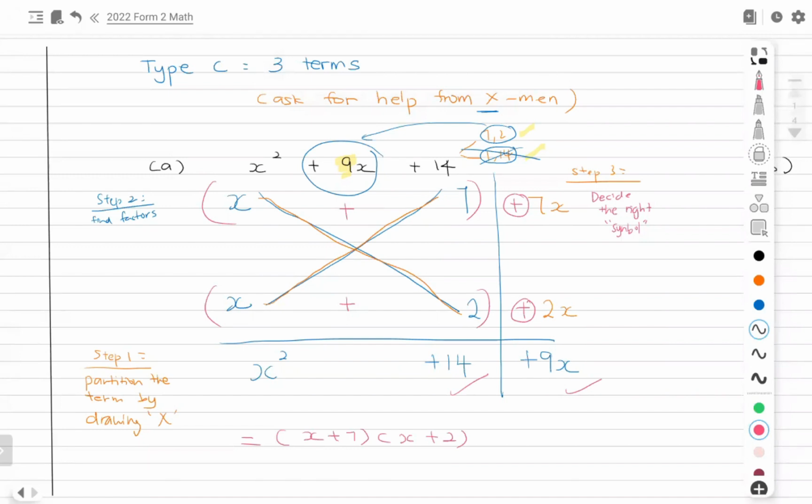So type C is 3 terms. We ask for help from X-Men. 3 terms, no common factor, then we ask for help. X. So step 1, partition the terms accordingly. Then step 2, list down the factors. And step 3, we decide the right symbol, either to plus or to minus. Then we'll get the factorization. Step 4 is the answer. Write down the answer.